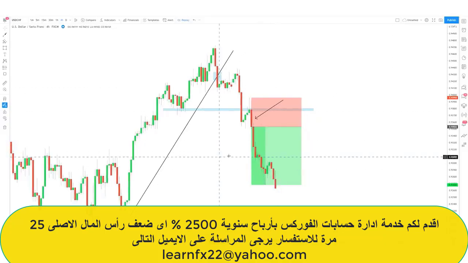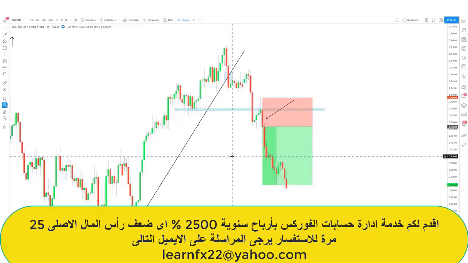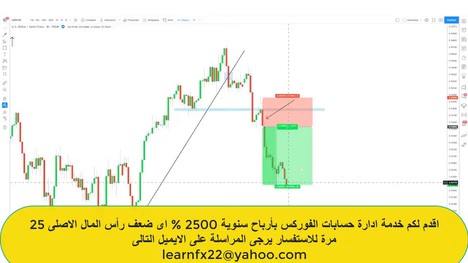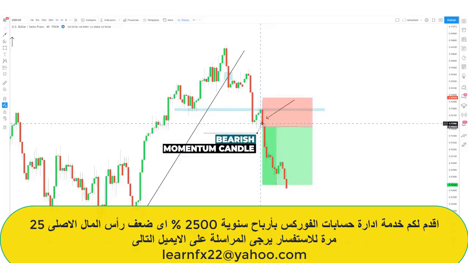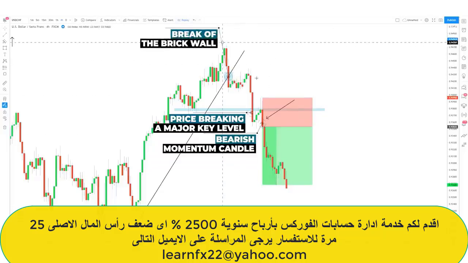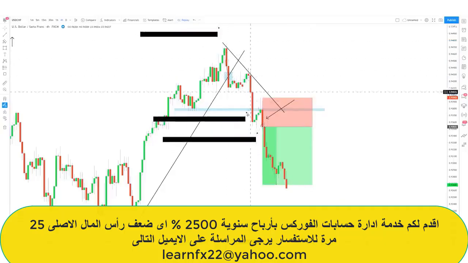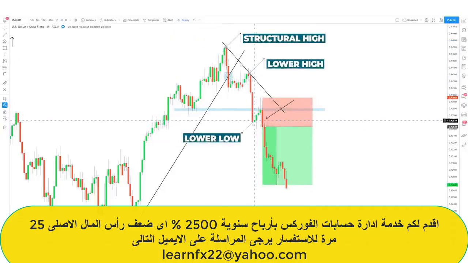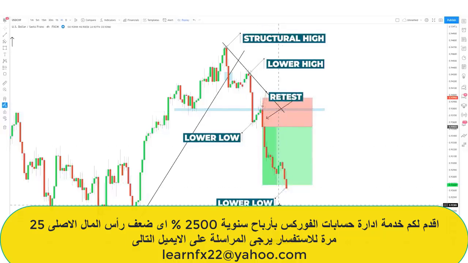And there you have it. A beautiful take profit. So very simple. Identify your momentum candle. Identify price, break in structure. Identify the break of the brick wall. And then also identify what the market is doing now, where it's making a structural high, lower high, a new lower low, and a retest in anticipation of price making a new lower low.